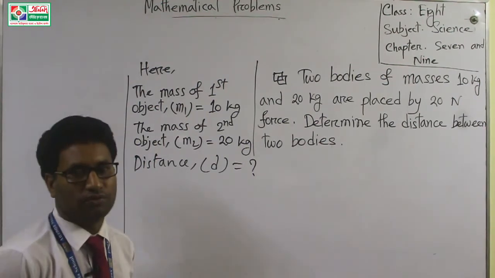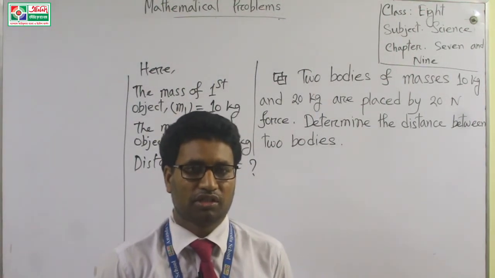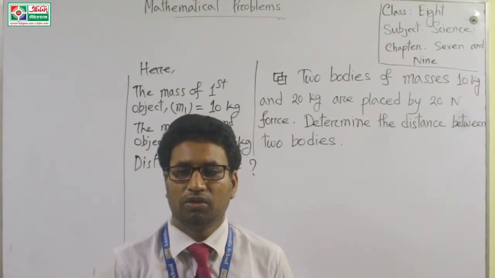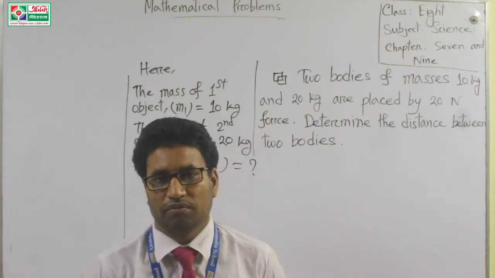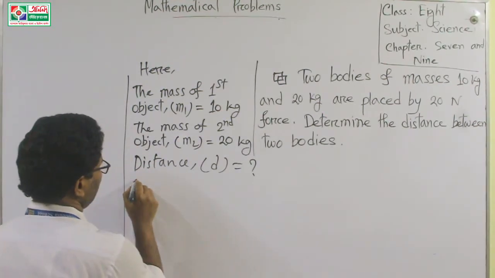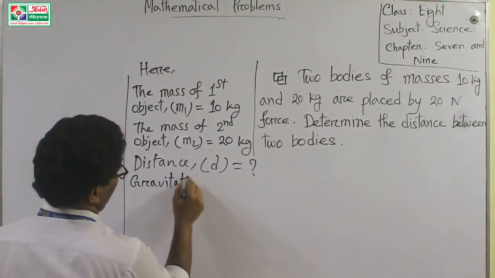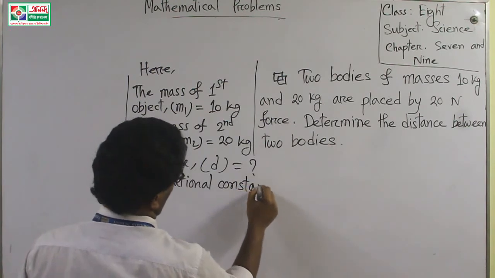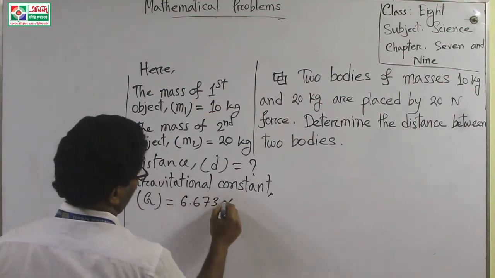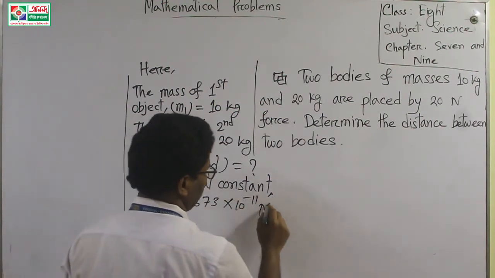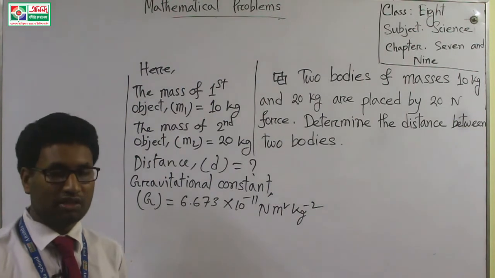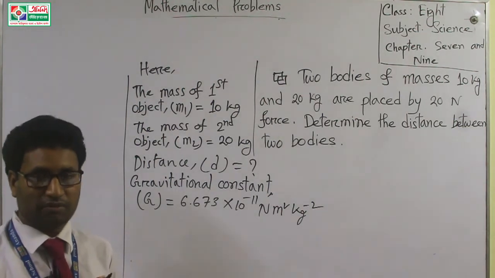to solve this mathematical problem we need a constant value, and this constant value is called gravitational constant. And we know that the gravitational constant has a value, and this value must be memorized to solve the gravitation mathematics problems. And this value is gravitational constant capital G equal to 6.673 into 10 to the power minus 11 Newton meter square per kg square. This is the constant value of gravitational constant, and this value must be needed to solve this mathematics.